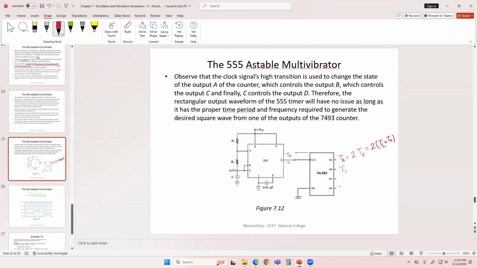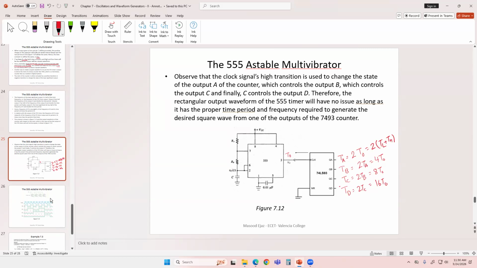The output of B is 2 times the time period of TA, which is 4 times the time period of T output. Time period of C is 2 times the time period of B, which is 8 times the time period of the output of your 555 timer, and time period of D is 2 times the time period of C, which is 16 times the time period of the output. And the output is just connected to the clock of the 74LS93 counter.